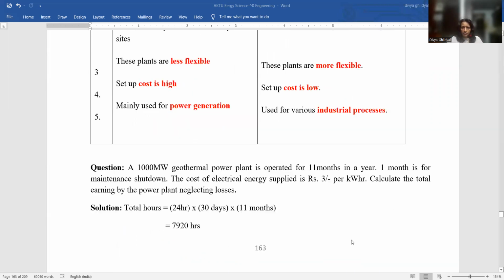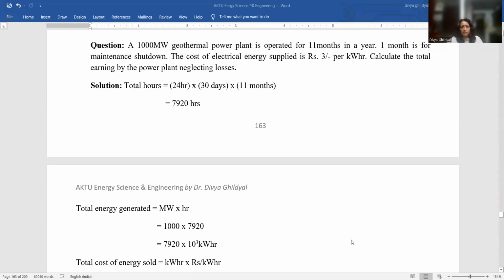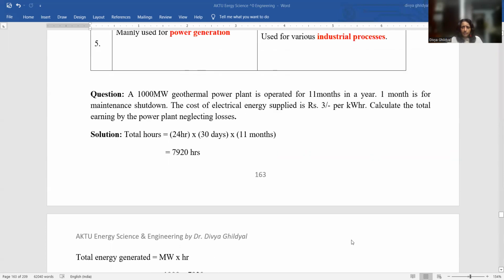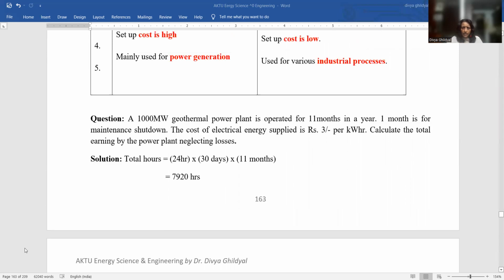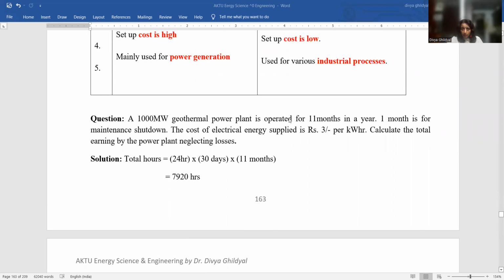Let me discuss one very simple numerical. Basically, this numerical is very simple, but it requires a bit of conversion factor, so that I will clear you in this numerical. Do it along with me. A 1000 megawatt, that means if I convert this into watt, how much do I need to do? 1000 megawatt. So geothermal power plant is operated for 11 months in a year.